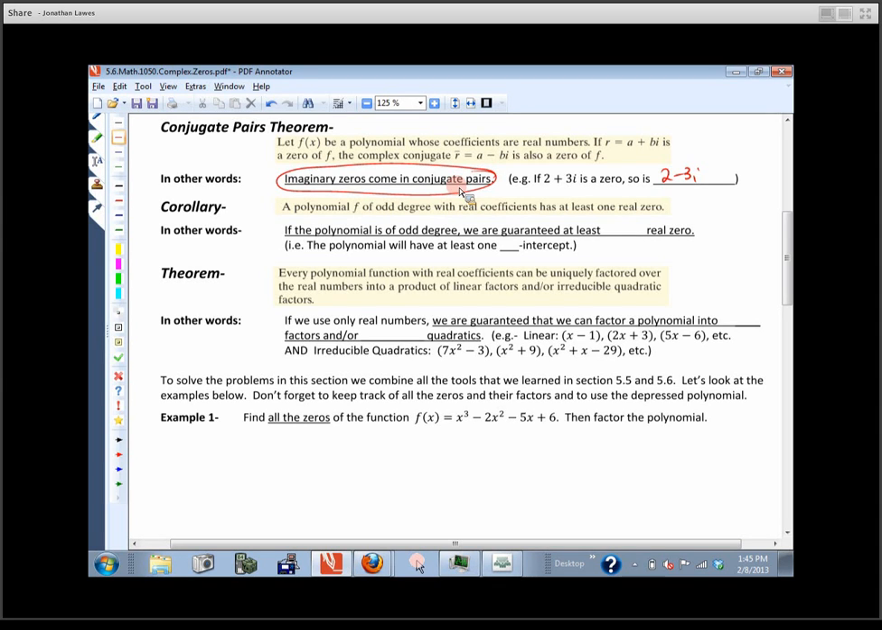Okay, it will have at least one. Let's say I've got a degree 5 polynomial. It can have up to 5. Now, complex-wise, it's going to have 5. If we're looking for all of them, it's going to have 5. Why are we guaranteed at least one of them will be real? It relates to this theorem right here.